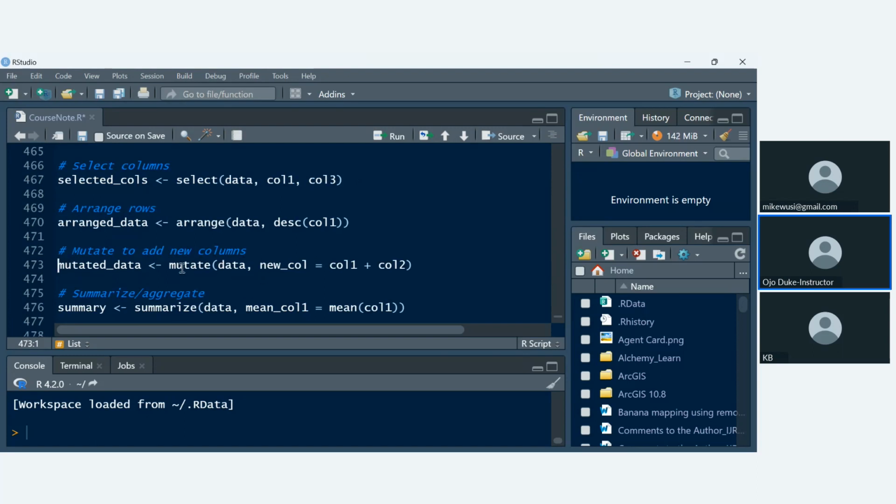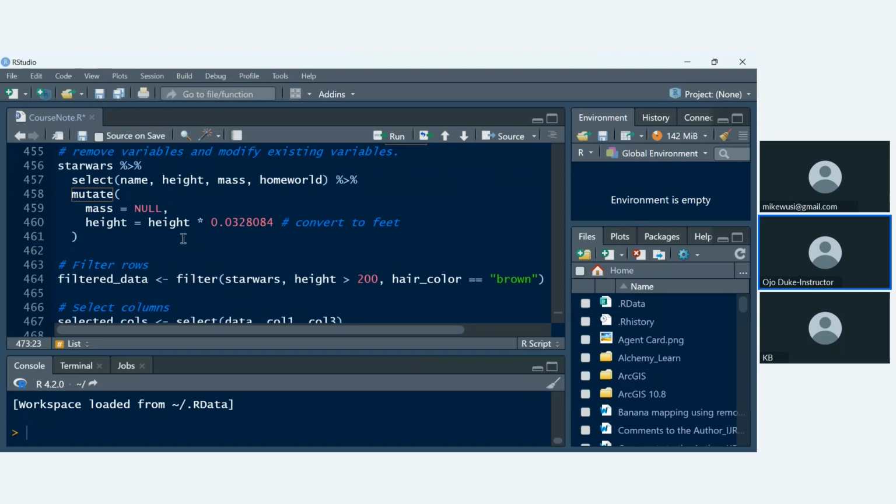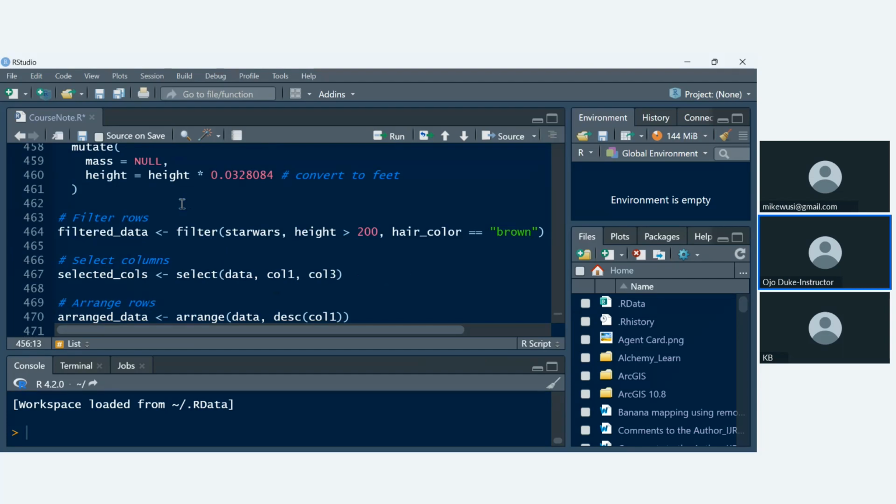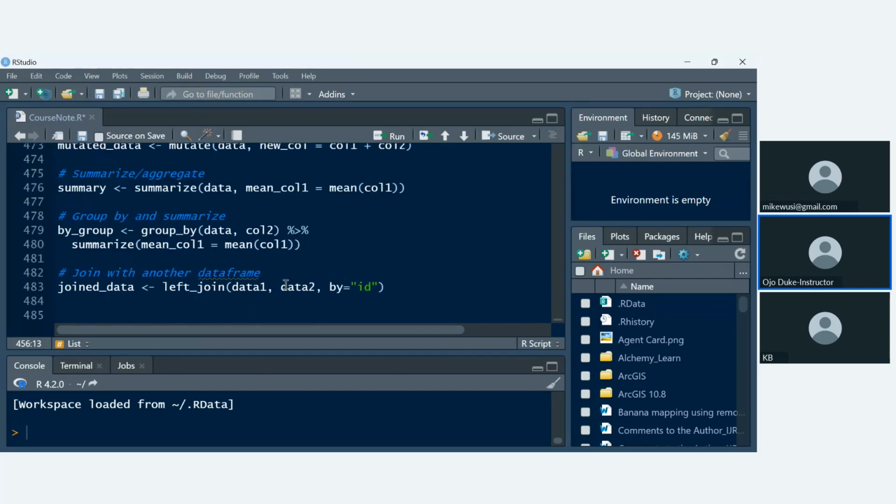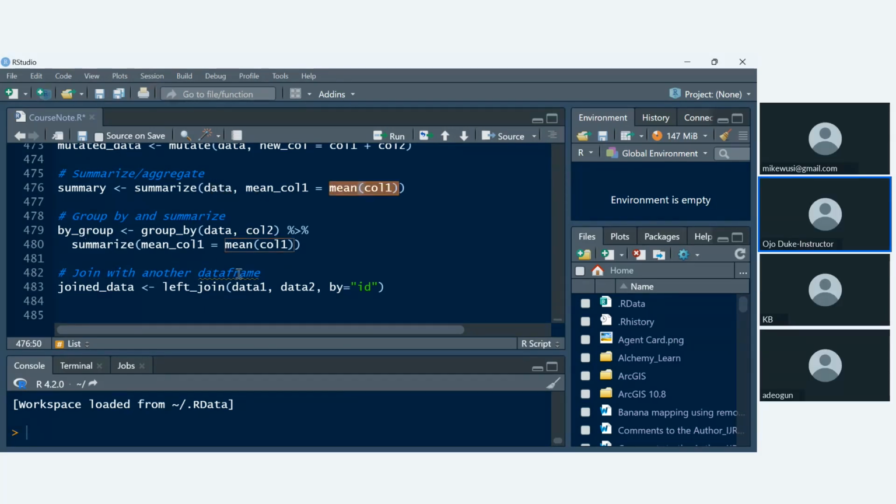So this is an example for the mutate, how you do your mutation. If you're not using the pipe method, in this case you need to input the data as the first argument. And then you can also summarize the data, just summarizing the column, the mean of the column and all of that. So this is where we find ourselves.